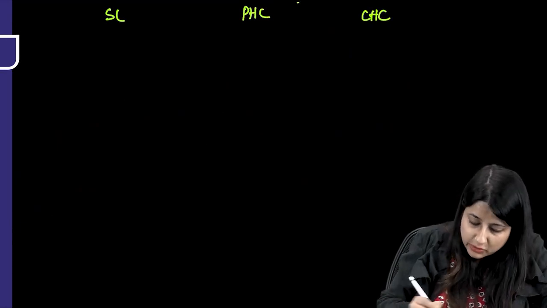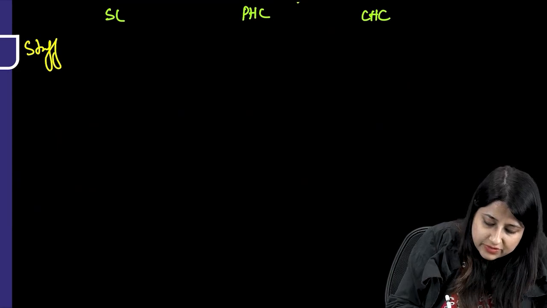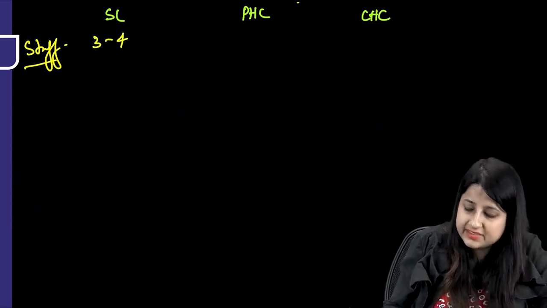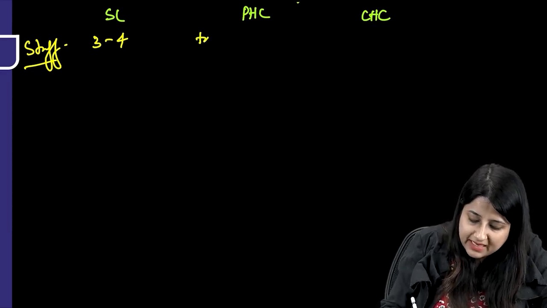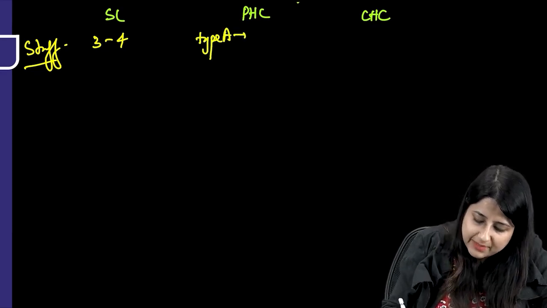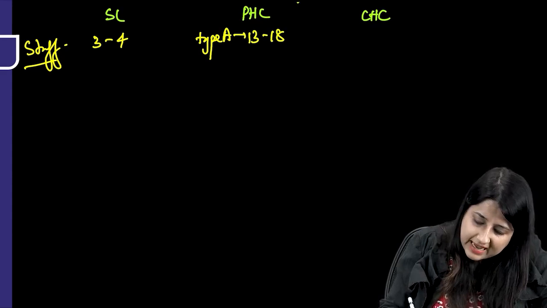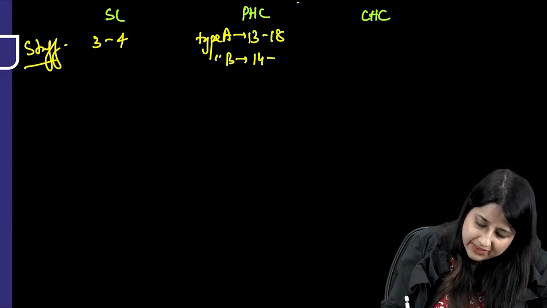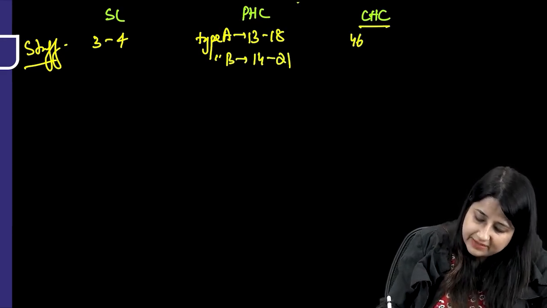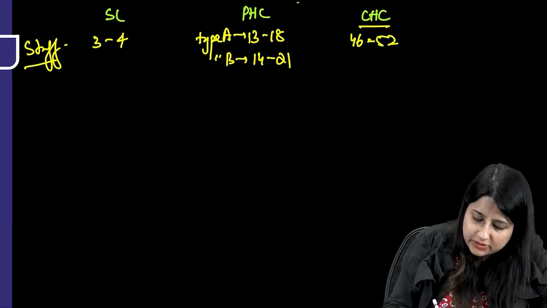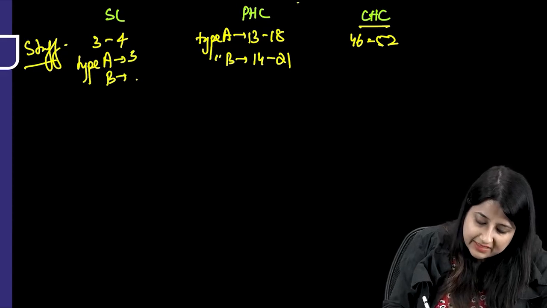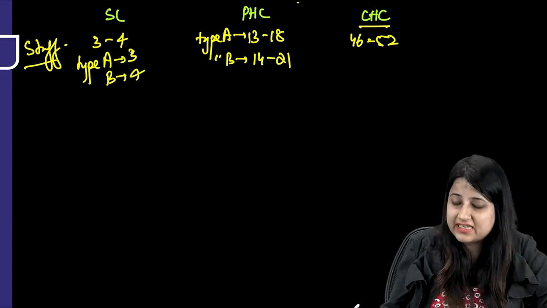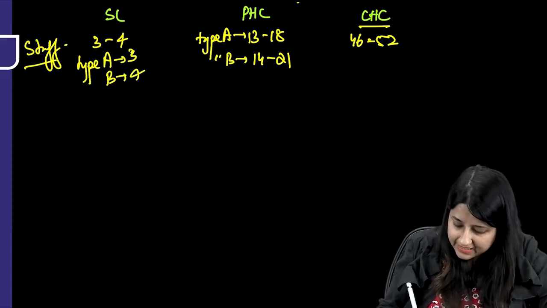Okay, total number of staff. Now, if I ask you about staff, just write 3 to 4 in a subcenter. In a PHC, for a type A PHC it is 13 to 18, and for a type B PHC 14 to 21. For a CHC, 46 to 52. Here also, type A subcenter 3 and type B subcenter, everybody, 4. I'll tell you the staff in a separate slide. Okay, then this is important.